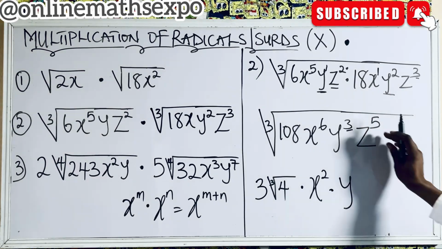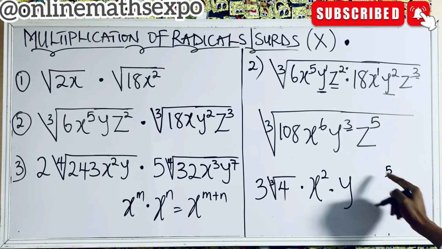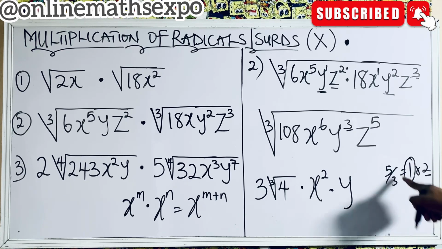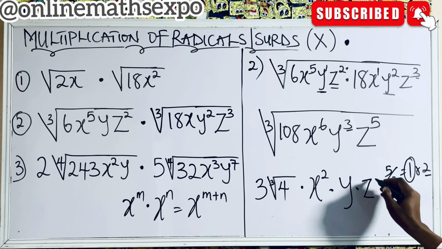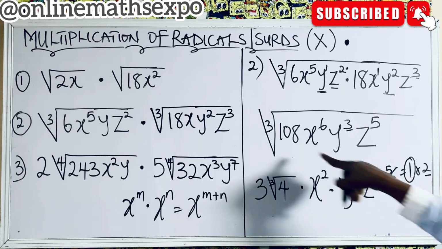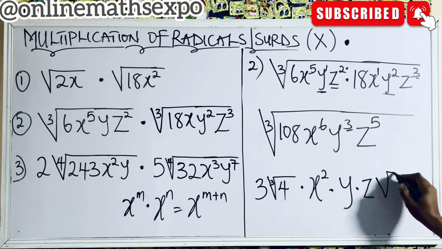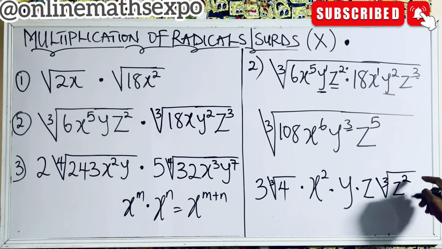Then what about this? This is 5. Divide 5 by this 3, you're going to have 1 remaining 2. This means that 1z will be out. So we are going to have 1z out, and 2 will remain in the root. So we're going to have it as cube root of z to the power of 2.